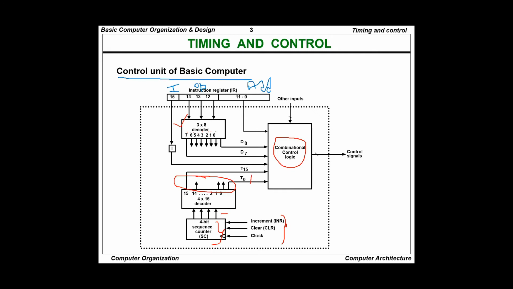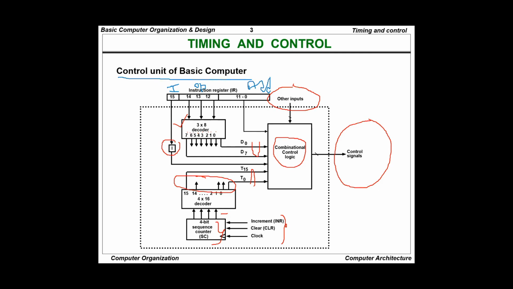So all these T0 to T15 are applied to the combinational logic circuit. In the same manner, D0 to D7 are applied to the combinational logic circuit. And here we have an additional one called I. So this I decides whether it is register transfer or input output, like that. Here we will provide other inputs to the combinational logic circuit, and finally control signals are generated. So what exactly happened here?